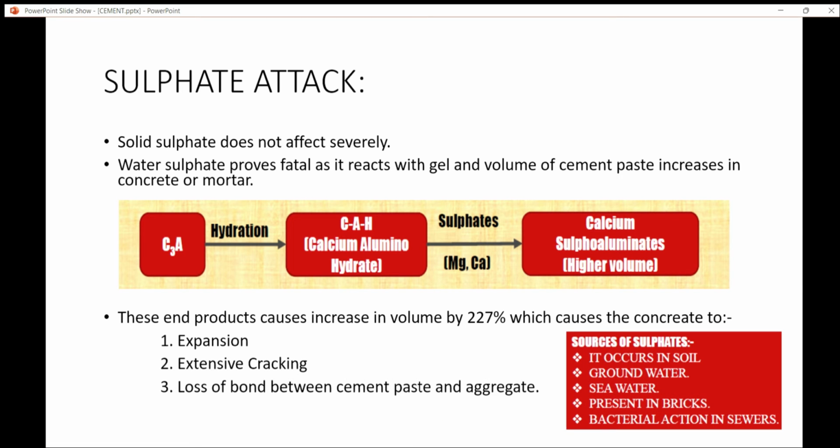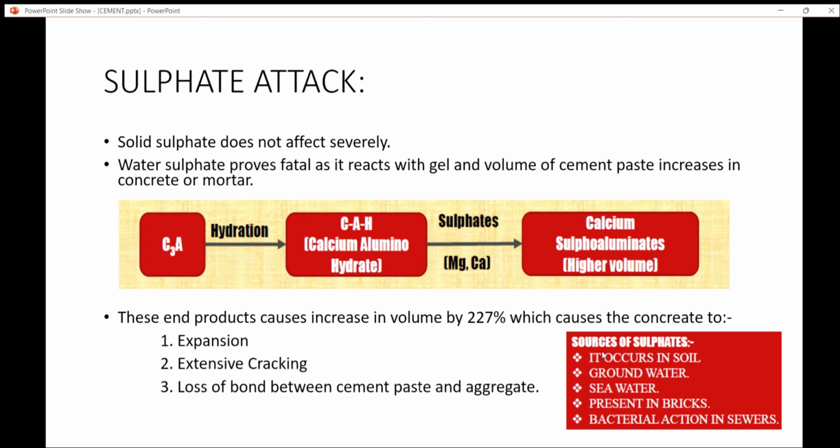Sulfate attack. Solid sulfate does not affect severely. Water sulfate proves fatal as it reacts with the gel and the volume of cement paste increases in concrete or mortar. These end products cause an increase in volume by 227%, which causes concrete expansion, extensive cracking, and loss of bond between cement paste and aggregate.